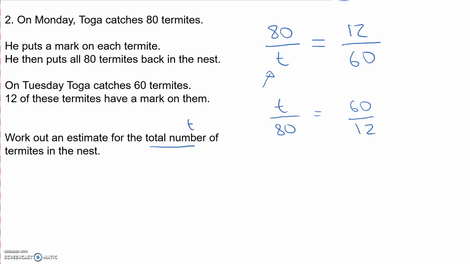So now we've got to solve for T. So what could I do on the left hand side? Well, I could multiply by 80. If I multiply the left hand side by 80, it's just going to leave me with T, because T divided by 80 and then multiplied by 80 just gives me T. So on the right hand side I've got 60 over 12 multiplied by 80. So we're nearly there. What is 60 divided by 12? Well, 60 divided by 12 is 5, and I've got 5 times 80. So T, the total number of termites, is 5 times 80, and I make that 400.